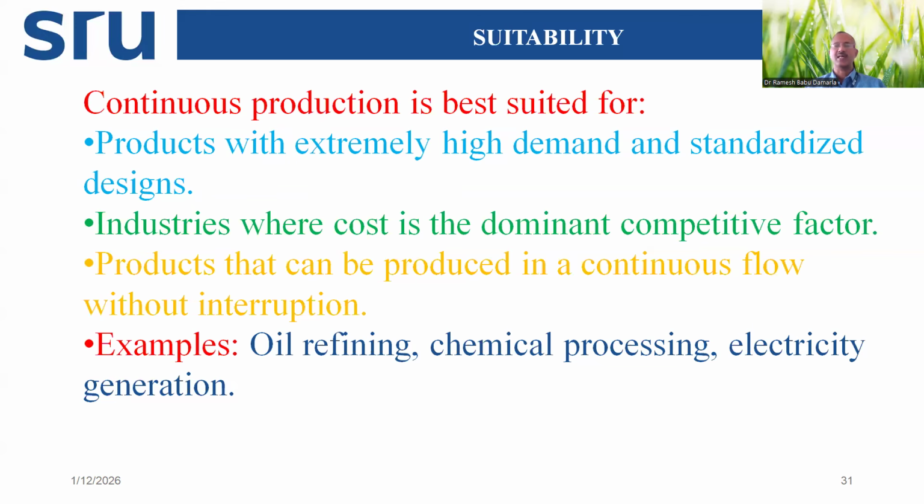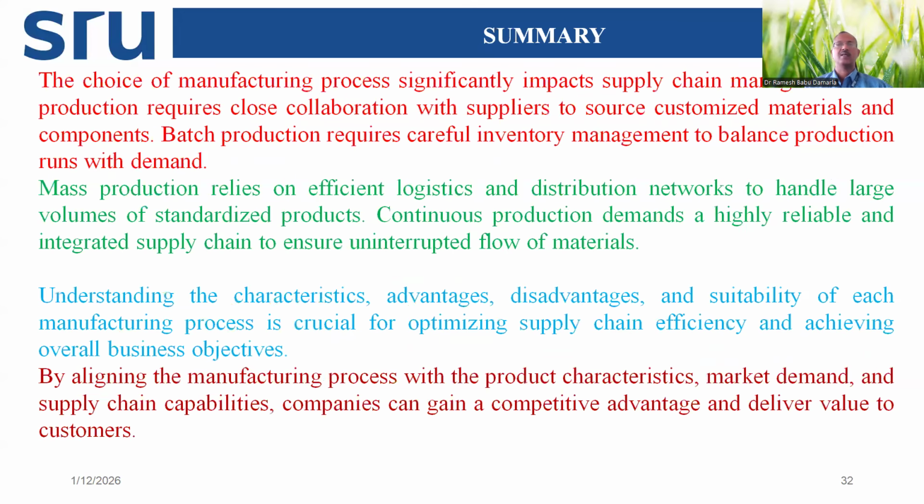Examples are oil refineries where crude oil is converted into petrol, diesel, kerosene, gasoline, then bitumen, and other components of the crude oil. Chemical processing, manufacturing of chemicals, different acids and bases. Water processing, then electricity generation, then manufacturing of fruit juices, alcohol, cool drinks, etc. So let me summarize this entire session on types of manufacturing.